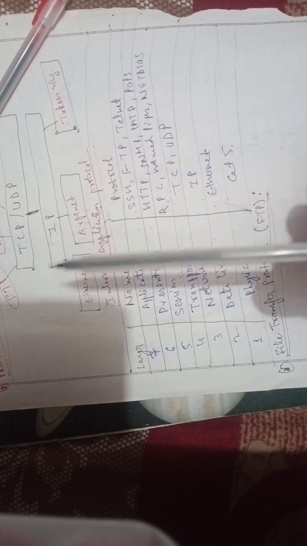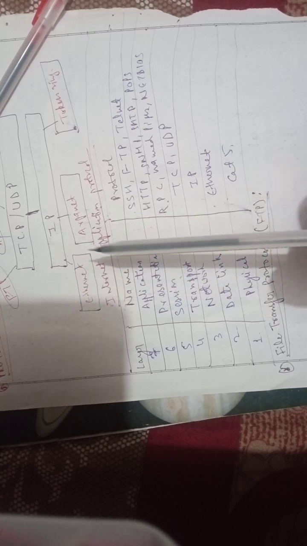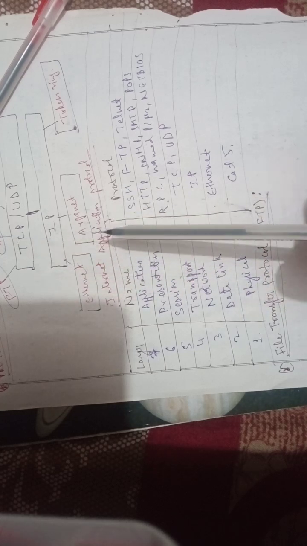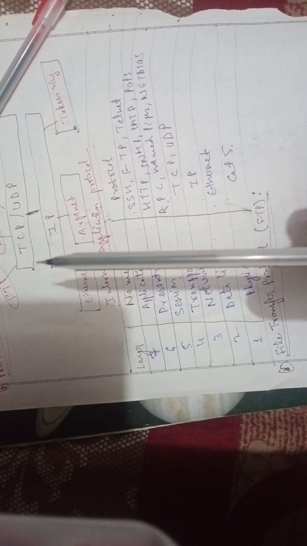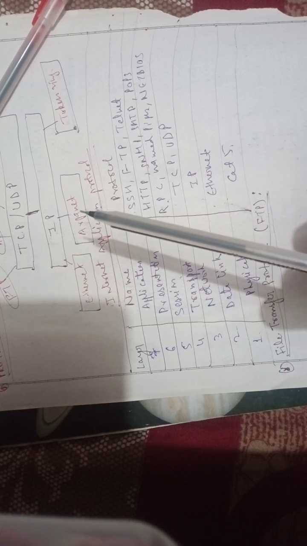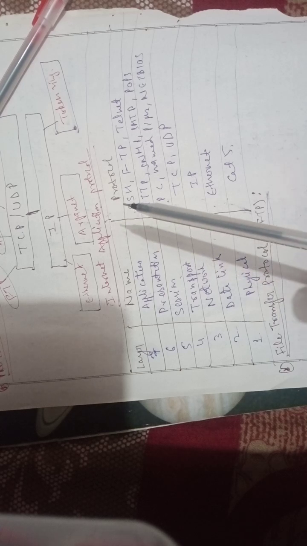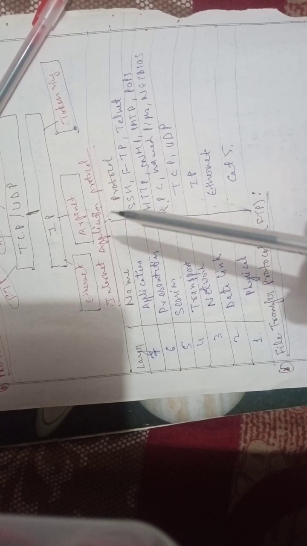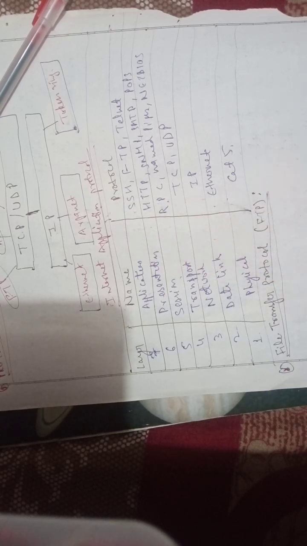One connection is for the actual data and the other is used for control information, used for commands, and this separation of data and commands makes FTP more efficient. I will write down some of these things for you, so that it will be helpful for you as well. So let's go for it.